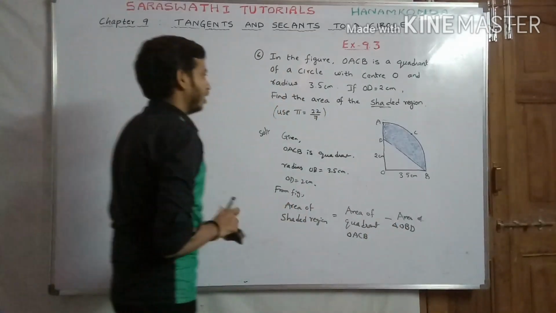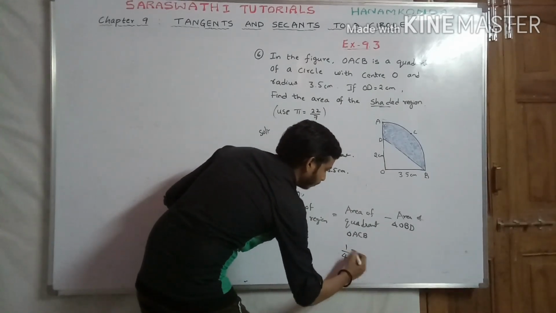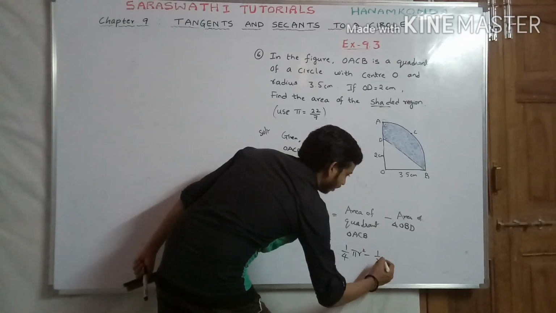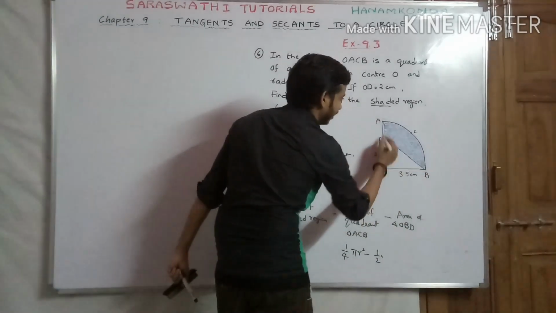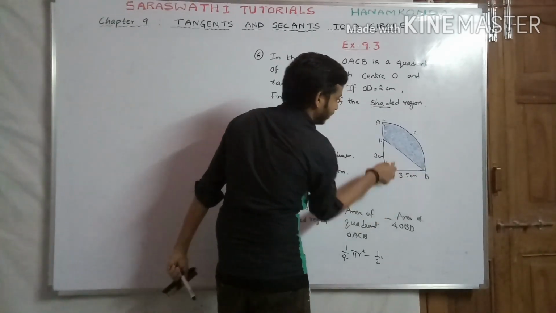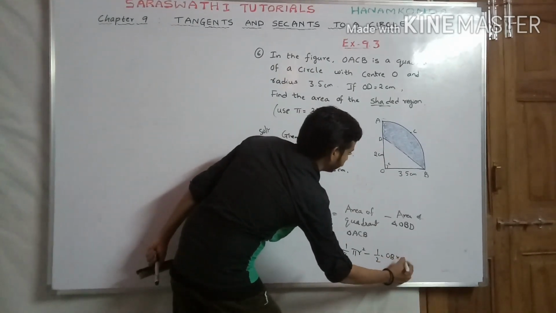The area of the quadrant formula is 1/4 of pi r square, minus the area of the triangle. We know that it is half base into height. Here we can consider the base as OB, since the angle of the quadrant is 90 degrees, and OD as the height. So half into OB into OD.